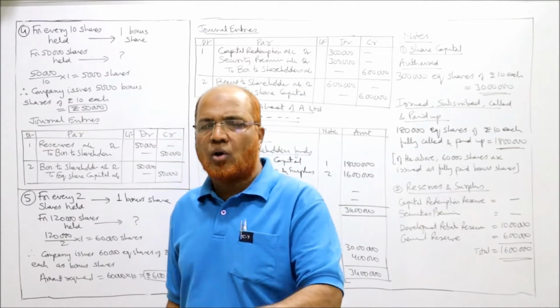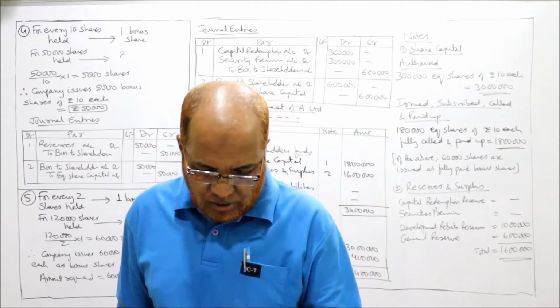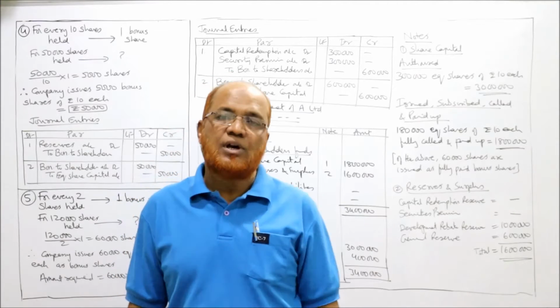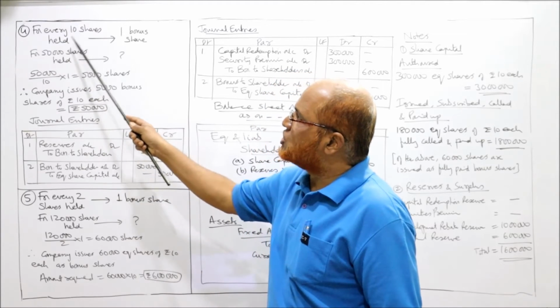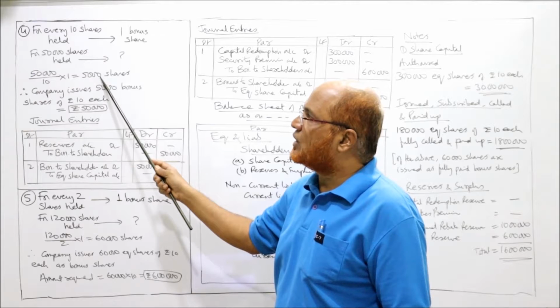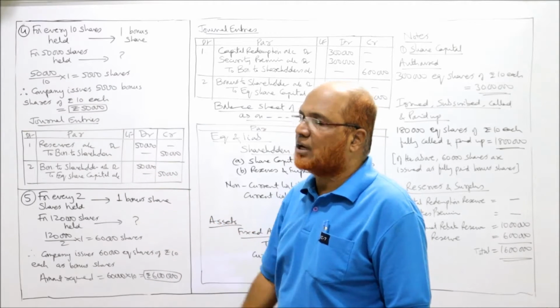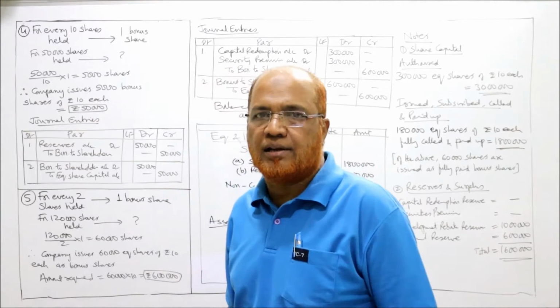First we have to withdraw the money from the general reserve for declaring bonus. So 5,000 bonus shares the company wants to issue. Face value of each share is 10 rupees. 50,000 rupees we require. For every 10 shares held, 1 bonus share. For 50,000 shares, how many shares? So 5,000 shares the company issues. Face value of each share is 10 rupees. 50,000 rupees we require. Now we will withdraw these 50,000 rupees from the general reserve.